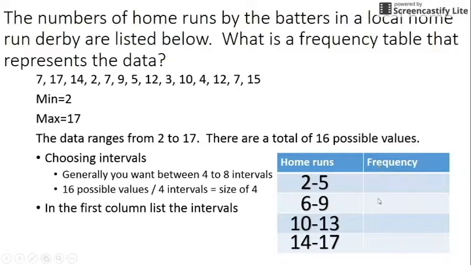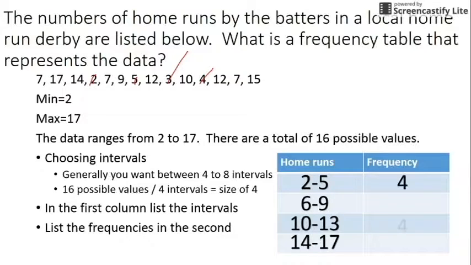Now, your second column is your frequency column. There, you're going to mark how many times something happened. For the 2 to 5, we're just going to count how many times we see a batter that got any number between 2 and 5. So there's 1, 2, 3, 4. So we've got 4 there. Now for the 6 to 9. 1, 2, 3, 4. So 4 there as well. 10 to 13, you just go through your list. Once again, look for anything between 10 and 13. 1, 2, 3. 3 there. And now 14 to 17. 1, 2, 3. And we had 3 batters there.